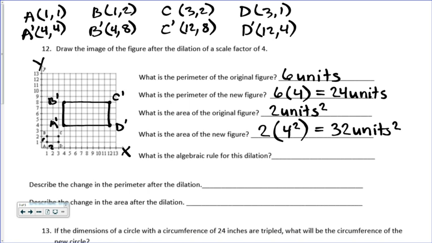What is the algebraic rule for this dilation? Remember, you have to start with your xy. That was what was given to you. So we're starting with xy, and it needs to move to, you're going to take your scale factor multiplied by your x, 4 times your x, 4 times your y.